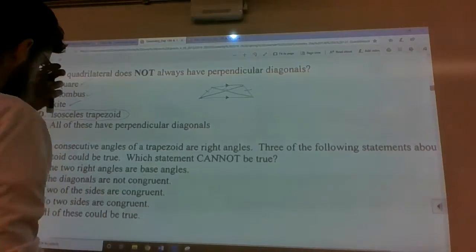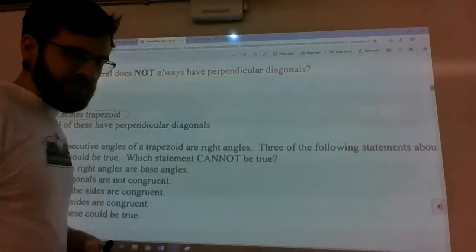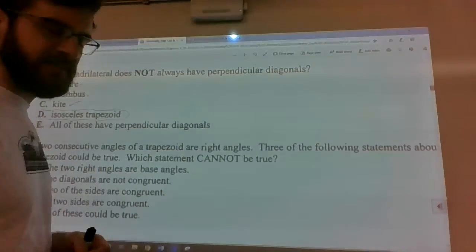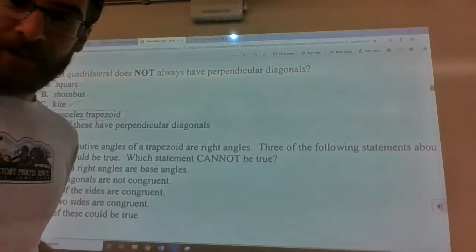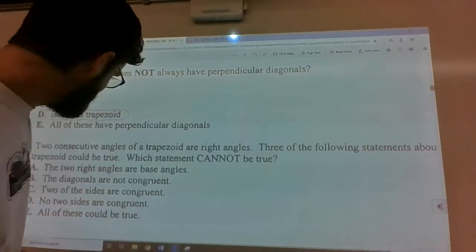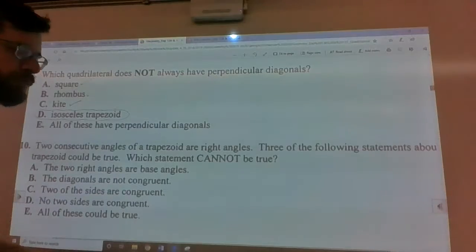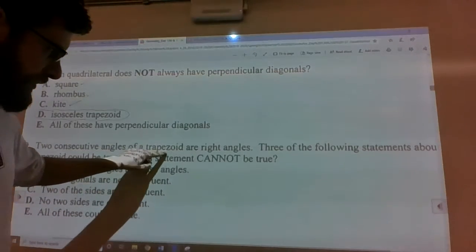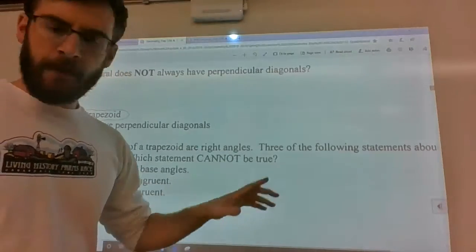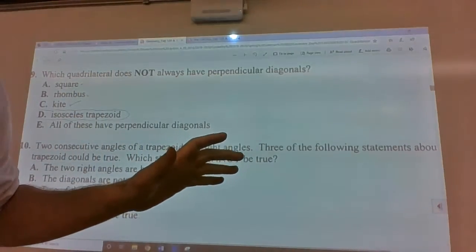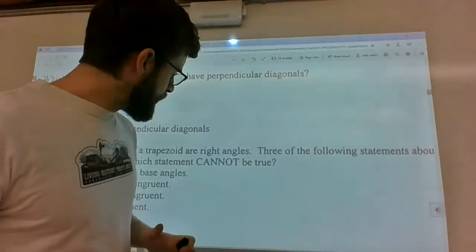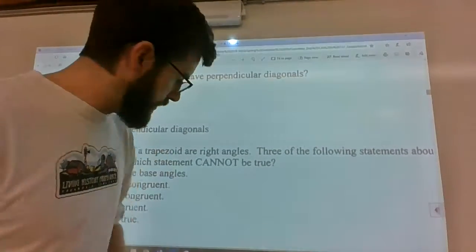All right, and here's our last one. This last one is the wordiest of all these multiple choice questions. It's not a nice one. I'm kind of sorry I put it on the test originally. But it really makes us think. 2 consecutive angles of a trapezoid are right angles. So I'm just going to stop right there. Let's get a marker with a little more ink in it, and let me draw that out.